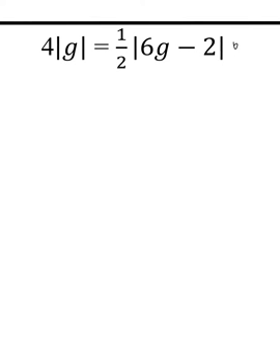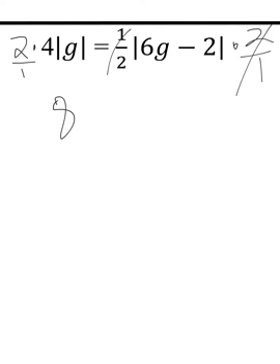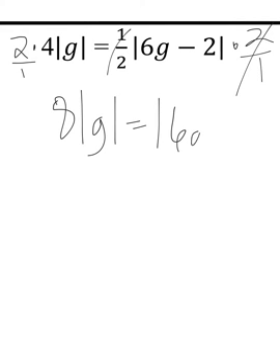side. If you want to cancel out a fraction, you just flip it and multiply. So I'll multiply this by 2 over 1, or just 2. But what I do to one side, I have to do to the other. And so I'll multiply the other side by 2, or 2 over 1. But 2 over 1 times 4 gives me 8. So I have 8 times the absolute value of g equals the absolute value of 6g minus 2.